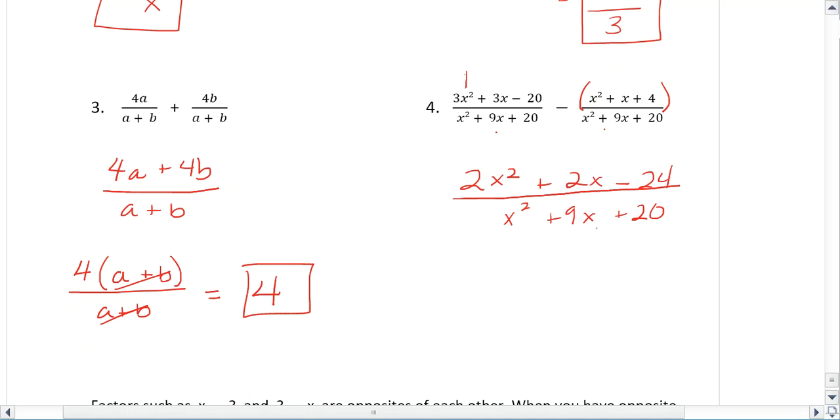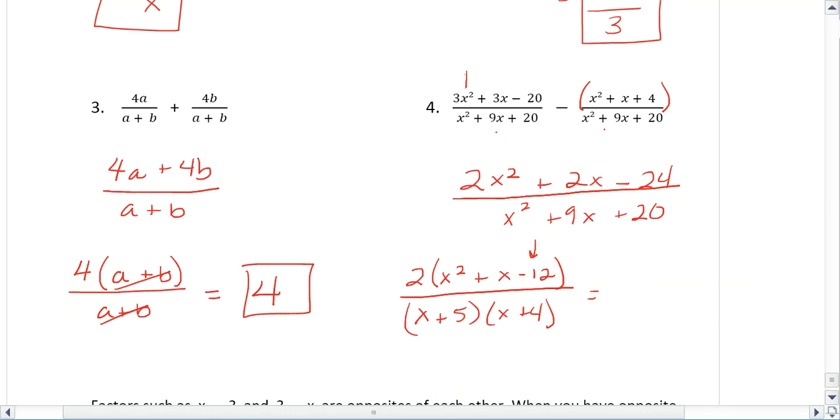And now this looks a lot like a problem we could have had in the last section, where I don't know right now. I need to factor and see if there is some simplifying to do. So let's take the GCF out of the numerator. Let's take the 2 out, and then we get x squared plus x minus 12. Let's see if we can factor this. What two numbers multiply to 20 but add to 9? And I'm seeing a 5 and a 4.